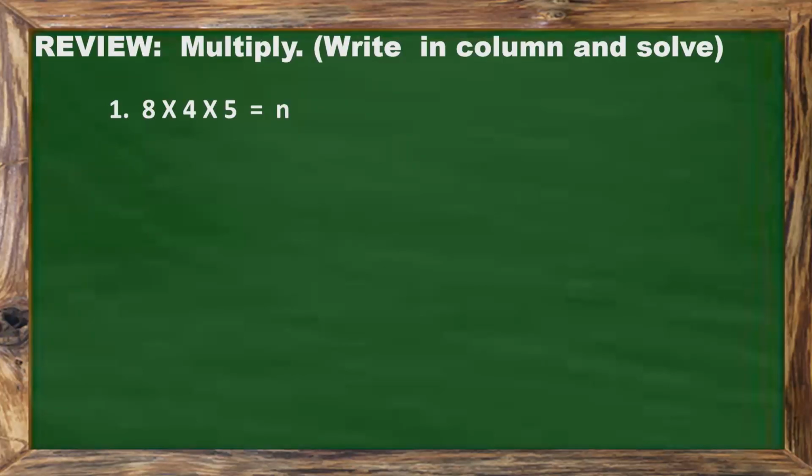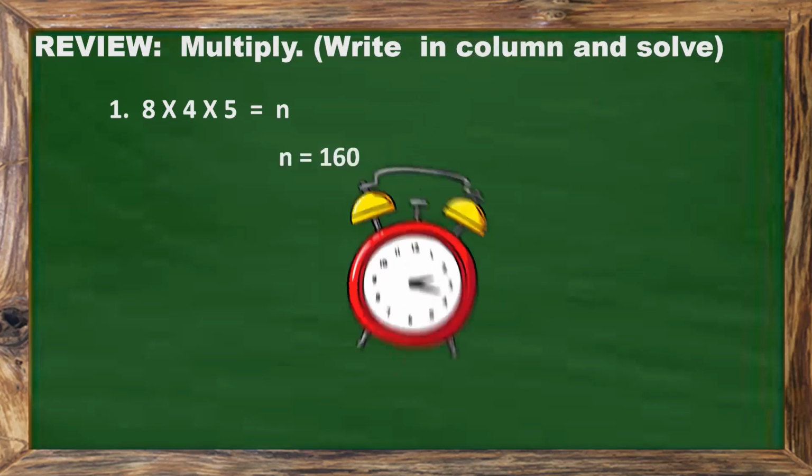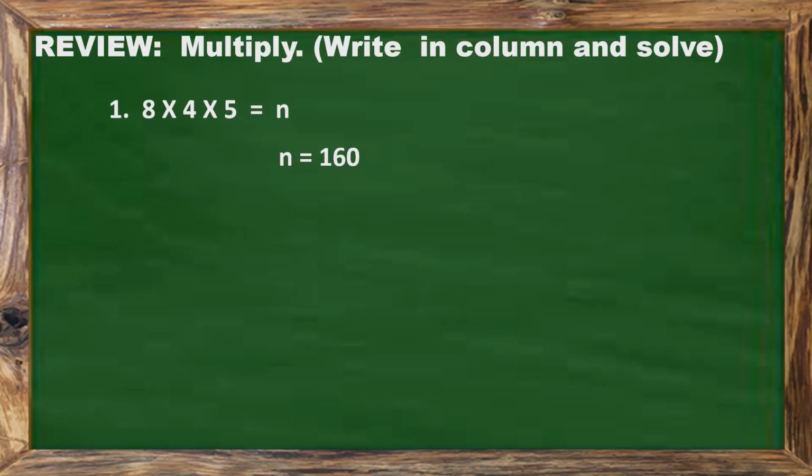Let me try your multiplication skills by writing in column and solve. Number 1. 8 times 4 times 5 equals n. So what is n? Correct, 160. Let me show you the solution. 8 times 4 equals 32. 2 times 5 is 10, bring down 0, carry 1, 5 times 3, 15, plus 1 is 16. So 8 times 4 times 5 is 160.